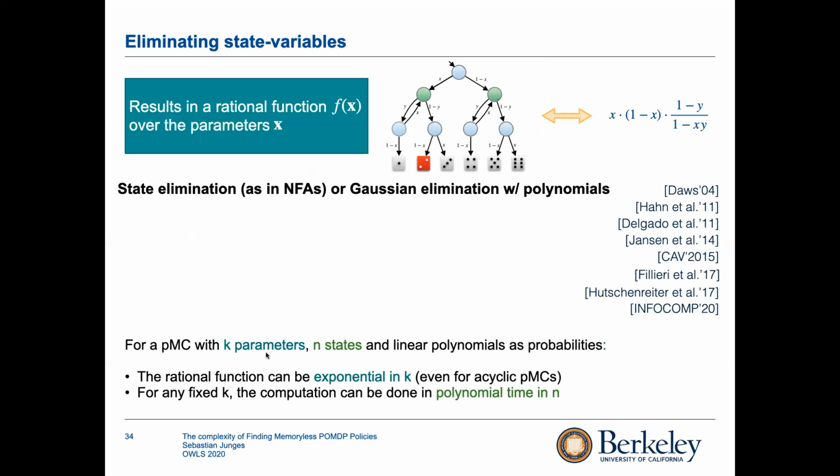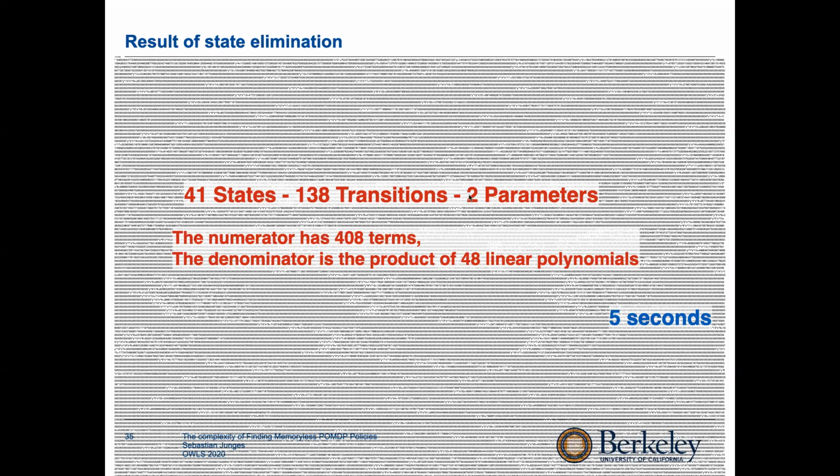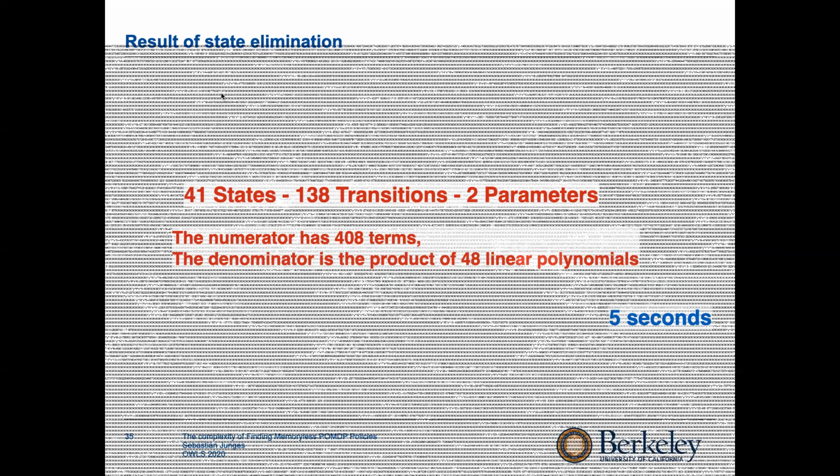But for any fixed number of parameters, you can do this computation in polynomial time in the number of states. What does that mean? Well, first, these functions, don't be mistaken, they are polynomial. That doesn't mean they are small. For example, here is an example that we ran on 41 states and 138 transitions. And the result had a numerator which was computed with 408 terms, and the denominator is the product of 48 linear polynomials. And the coefficients, they are absolutely huge. There's a coefficient that starts here and it hasn't ended at the end of the line.